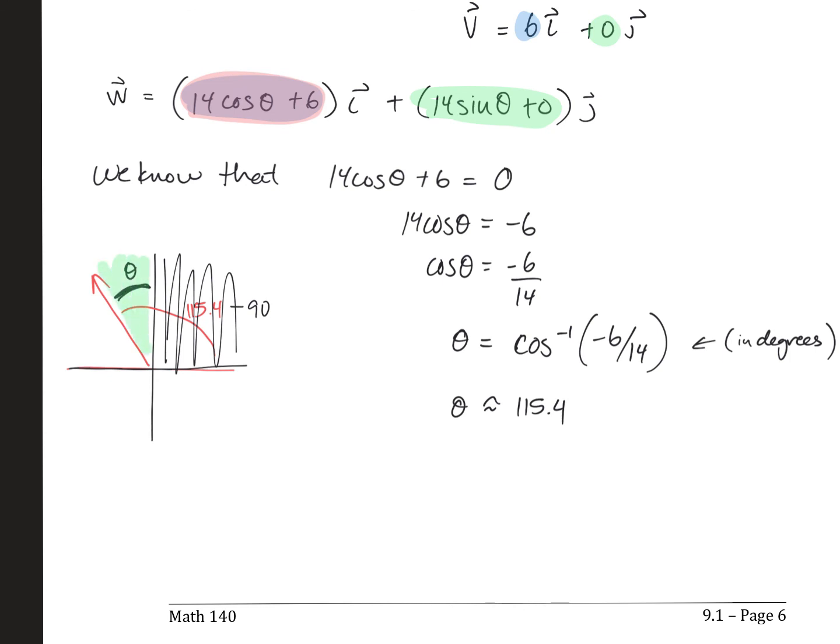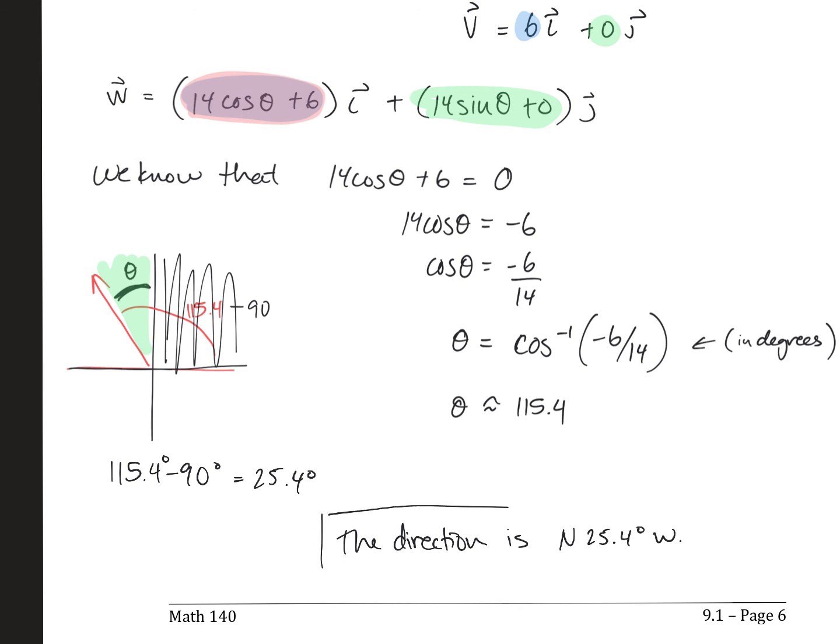So 115.4 minus 90 degrees is going to give me 25.4 degrees. And there we have our direction. The direction is going to be, well, we go north and then 25.4 degrees west. And for this, we will answer with a sentence.